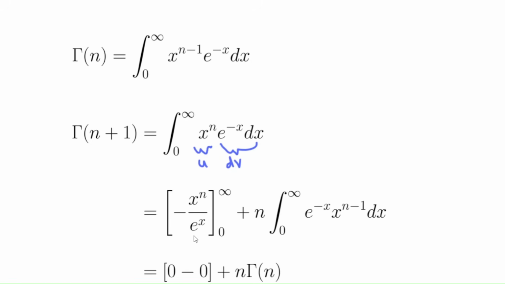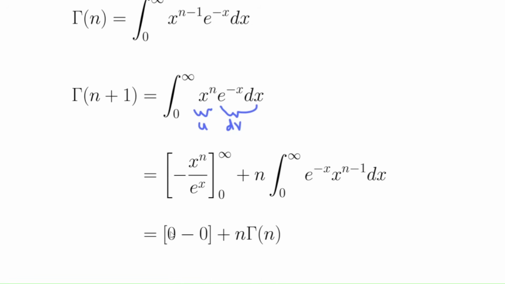Now this first term out here, we have to evaluate from 0 to infinity. And at infinity, if you just plug in infinity, you get infinity over infinity. So you basically just have to use L'Hopital's rule, or just recognize that e to the x grows much faster than x to the n. So you end up getting 0 when you evaluate it at infinity.